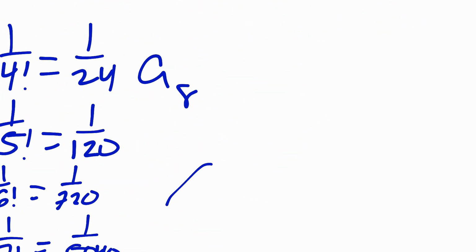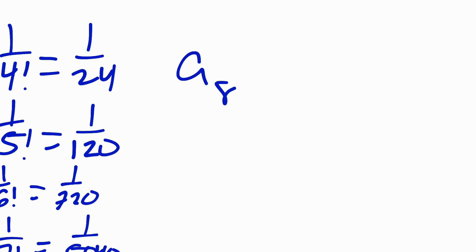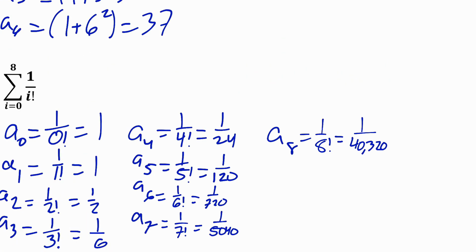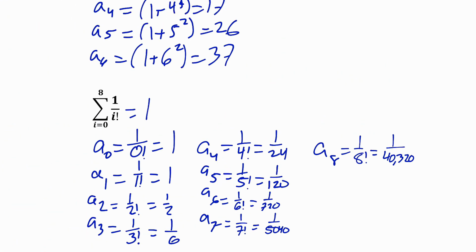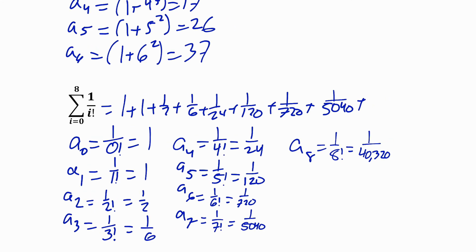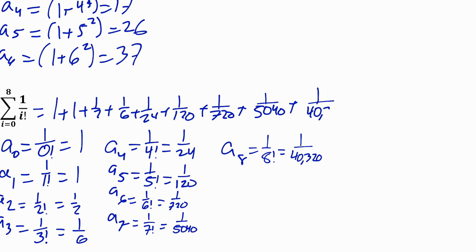And finally, I kind of ran out of space over here. Let me shift that a little bit. A sub 8, we got 1 over 8 factorial. 8 factorial is 40,320. So we would add all these up together. 1 plus another 1 plus 1/2 plus 1/6 plus 1 over 24 plus 1 over 120 plus 1 over 720 plus 1 over 5,040 plus 1 over 40,320. And folks, I'm not going to make you come up with a common denominator.